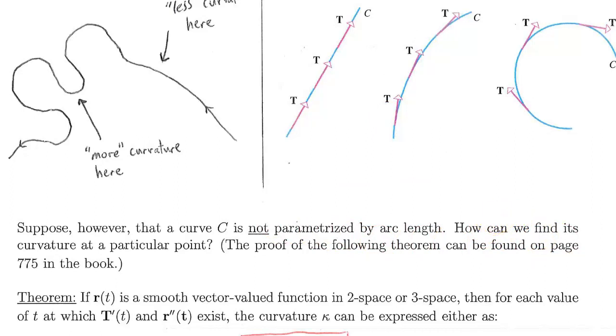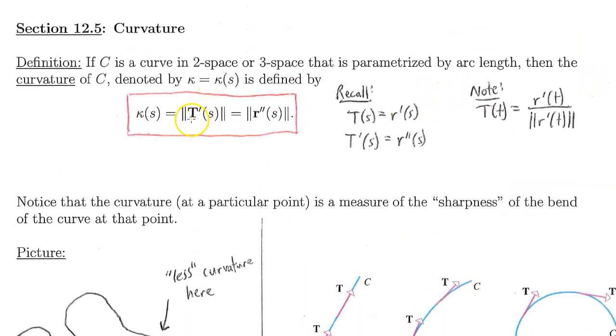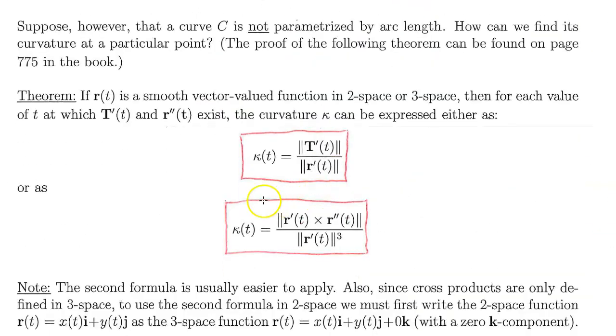So remember, this formula up here, and this is key here, this formula only works if we're talking about a curve that's parametrized by arc length, right? Notice we're using s's here instead of little t's. Okay, well, in that case, though, when we have just a general curve that's not necessarily parametrized by arc length, which would be most curves that you can write down, if r of t is a smooth vector valued function in 2 space or 3 space, then for each value of t at which r prime of t and r double prime of t exist, the curvature kappa can be expressed as either this or this.